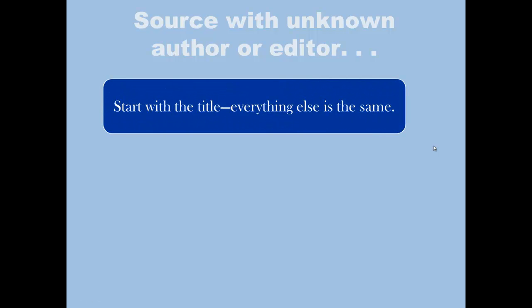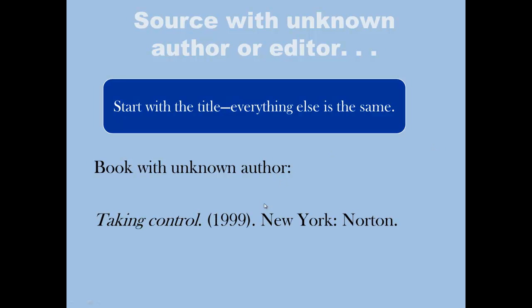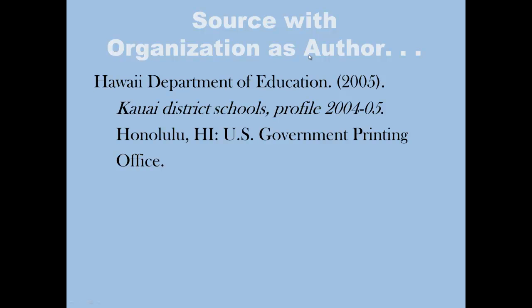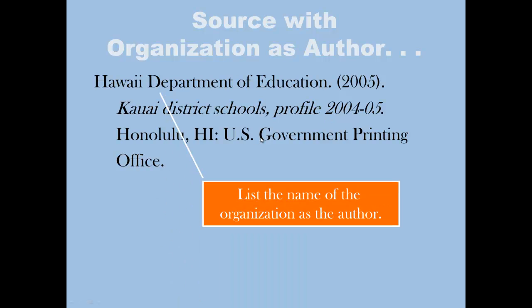Start with the title. Everything else is the same. Sources with unknown author, you just start with the title. Everything else remains the same. A book with an unknown author, Taking Control, that's the title of the book, date, where it was published, and who published it. Sources with an organization, I saw this from a couple of different papers. Again, same basic concept. Hawaii Department of Education, the year, the title of the paper, where it was published, and then U.S. Government Printing Office. Right? List the name of the organization as the author.